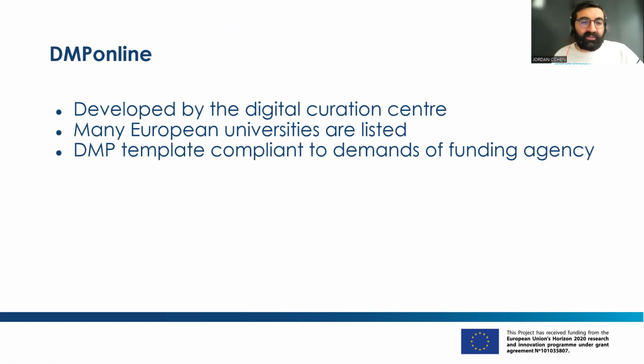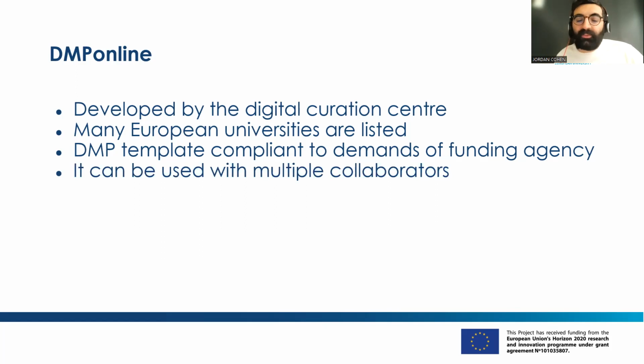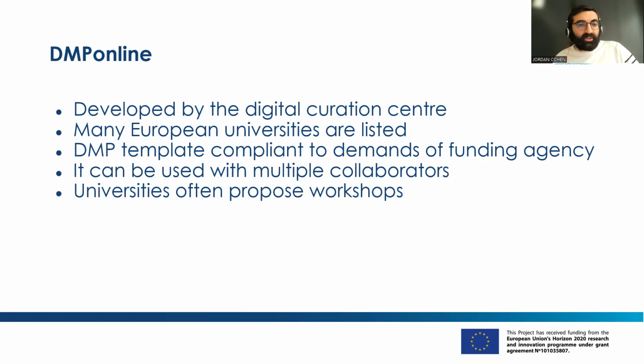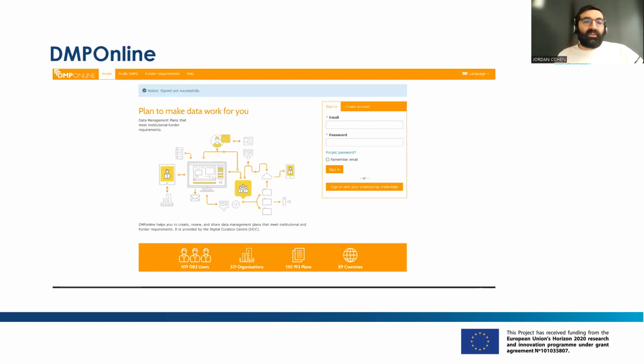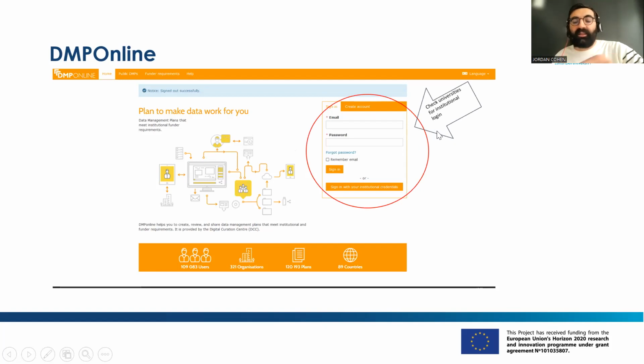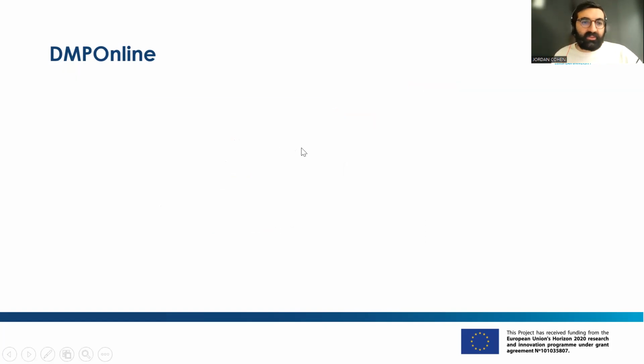So this is quite important, so that it really helps you when you don't have to write a DMP from scratch. It can be used with multiple collaborators where many people can write at the same time, a bit like a Google Doc can be used. Universities can often propose workshops on DMP Online or the tool that they use. So when you connect on DMP Online, you'll have this little page. So you can either create your account, or if you have institutional credentials, you can connect directly here. So you should check the universities that are involved in this. If you don't find your university, it is probably that they use another software, another tool. So really ask your university what they use.